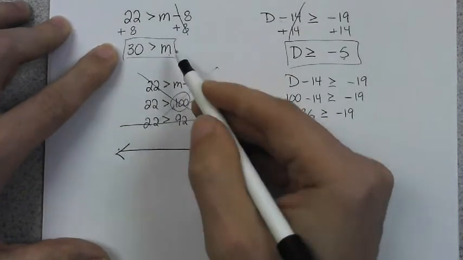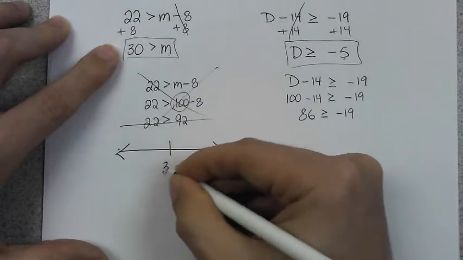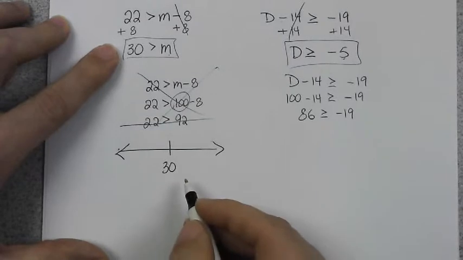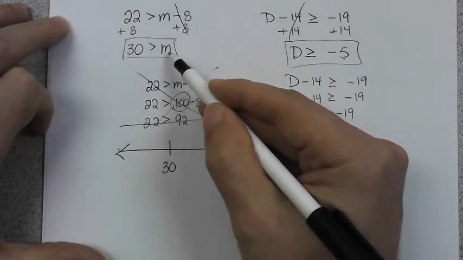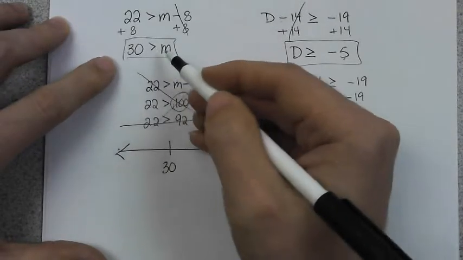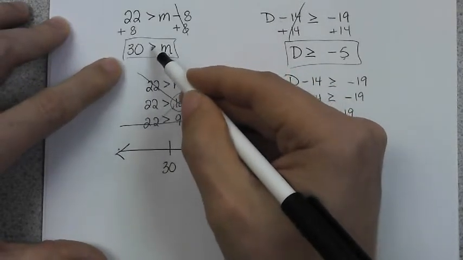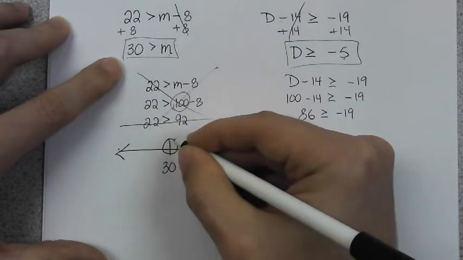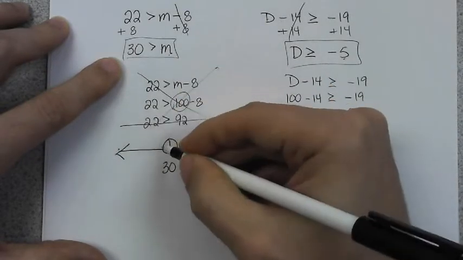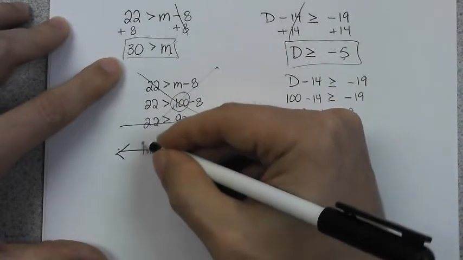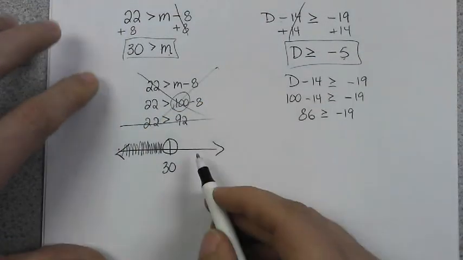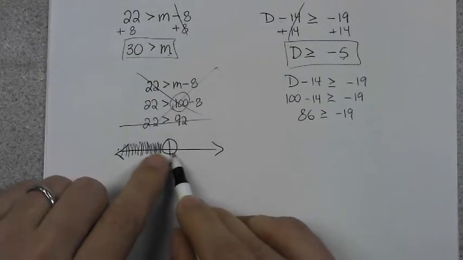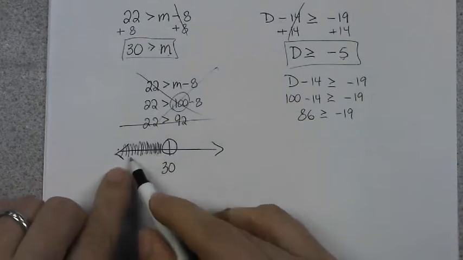For this one right here, the number in question is 30, so that's all I need for a number line. I don't need any other numbers, I just need to identify where 30 is. Now we look at my letter, m, and I look at this symbol. This says that m is less than 30. It's not equal to, there's nothing underneath. So I'm going to have an open circle here, and since m is less than 30, I'm going to shade in all the numbers less than 30, which means all the numbers to the left. The fact that this circle is open tells me that m cannot be 30, which is true. It can only be less than 30.